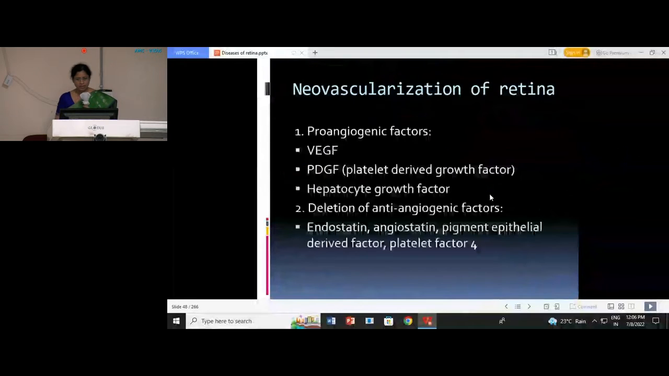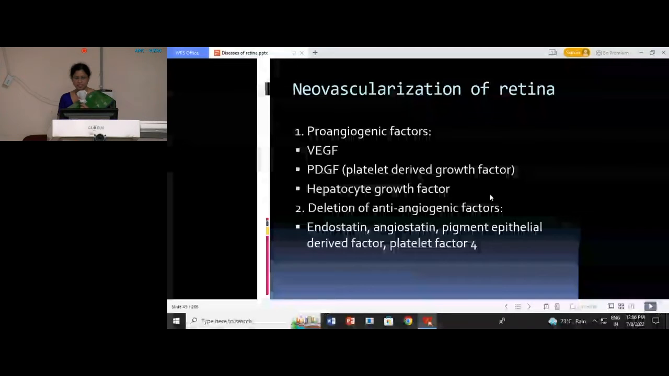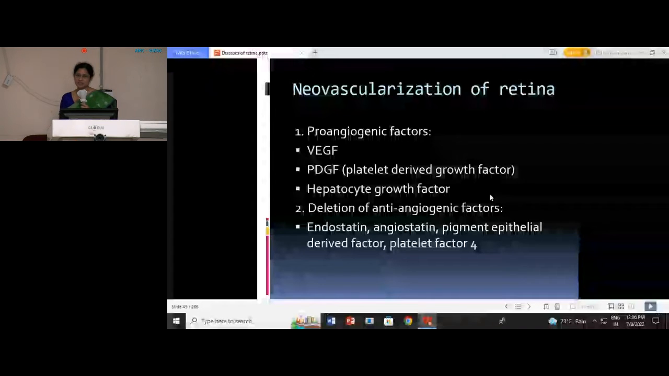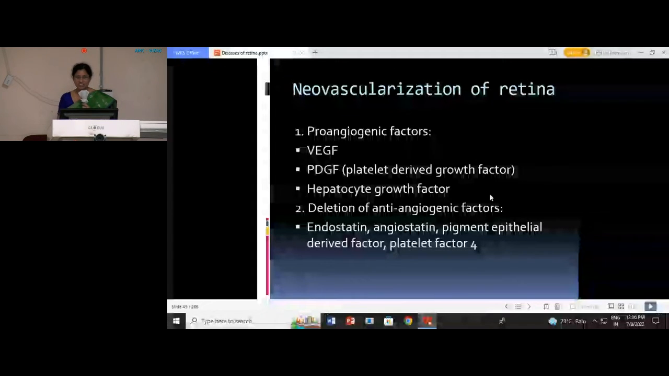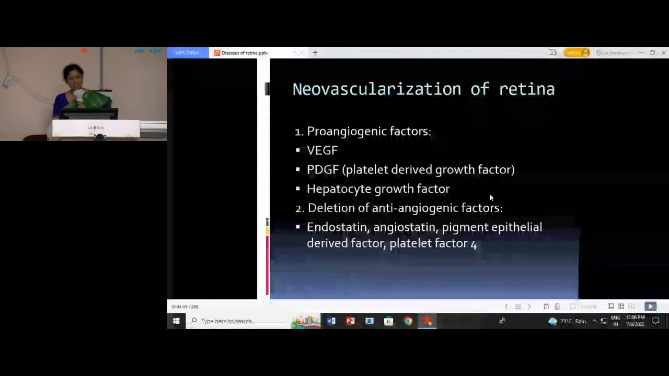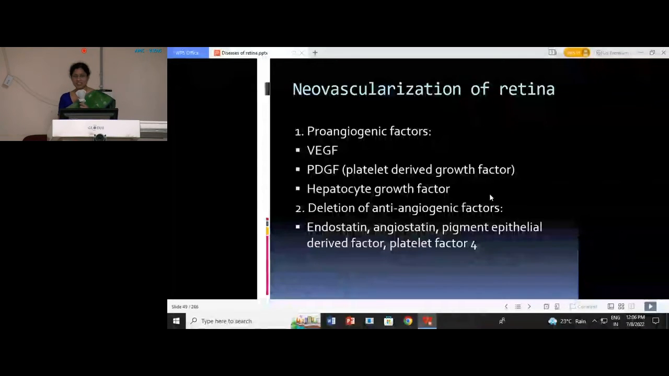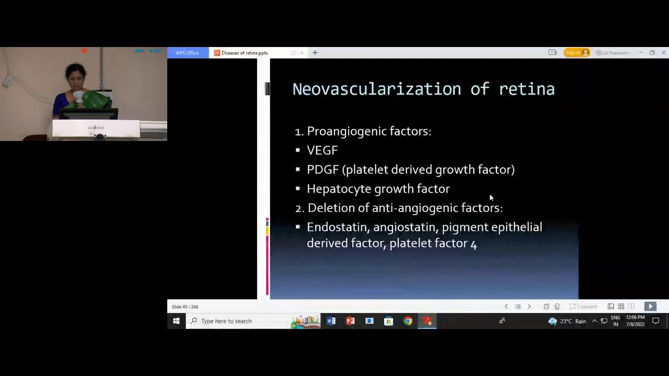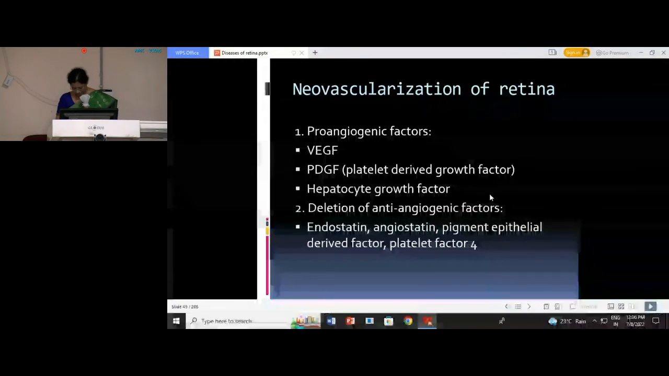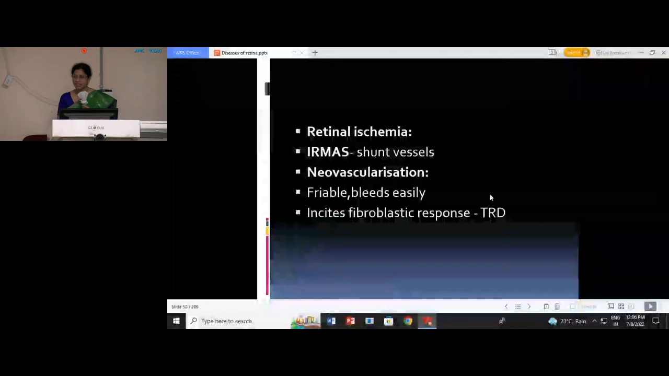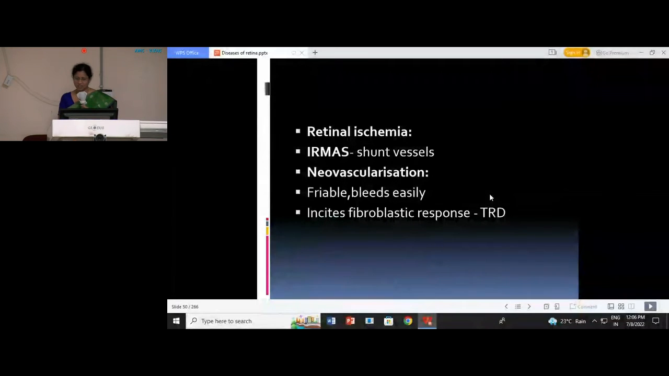And then neovascularization, which is because of retinal hypoxia or ischemia. When there is retinal hypoxia, there will be release of pro-angiogenic factors like vascular endothelial growth factor, platelet-derived growth factor, and hepatocyte growth factor, and there will be depletion of anti-angiogenic factors like endostatin and angiostatin. So retinal hypoxia leads to intraretinal microvascular abnormalities, which are the shunt vessels, and then neovascularization.